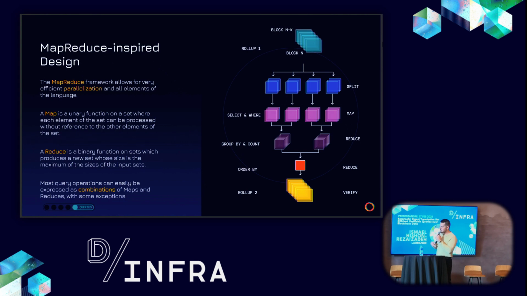And so when we structure computation over this, since everything can be done parallelizable, our team targets a map-reduce inspired design, where a map is a unary function on a set where each element of the set can be processed without reference to other elements of the set, and the reduce operation is a binary function on a set, which produces a new set whose size is at max the size of the input sets.